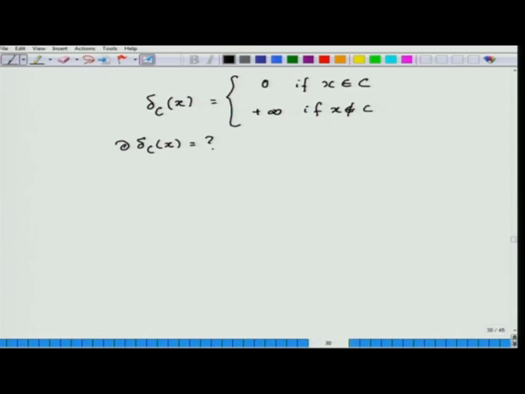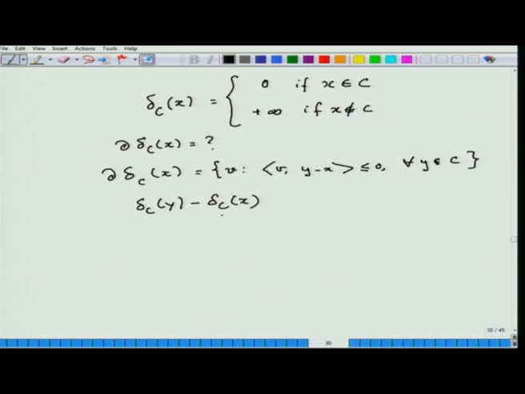this? Something very, very interesting. So, del of del C x here is the set of all V such that V into y minus x is less than or equal to 0 for all y element of C. Now, how do you prove this? This proof is quite simple, because if I write down del C y minus del C x, you see x has to be in C, because otherwise it is not finite.